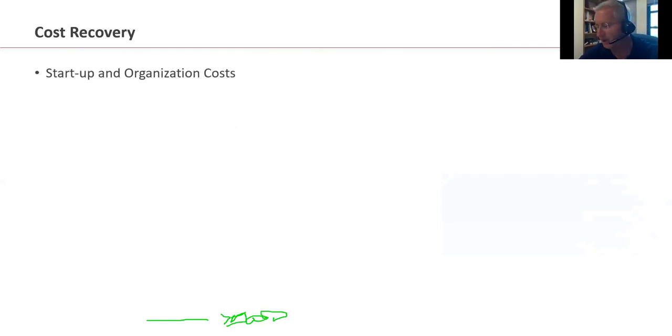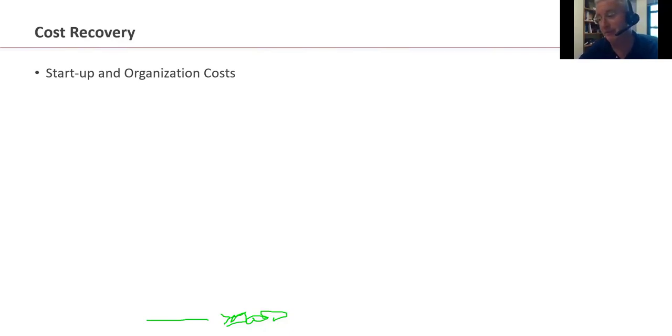Startup and org costs are a little bit different. So let's reflect back on what we remember about Code Section 162. You can deduct all ordinary and necessary business expenses. When do you start being in business? What do you do with costs you incur before you are technically in business? Those are startup and org costs, and we need to find a way to deal with those, right?